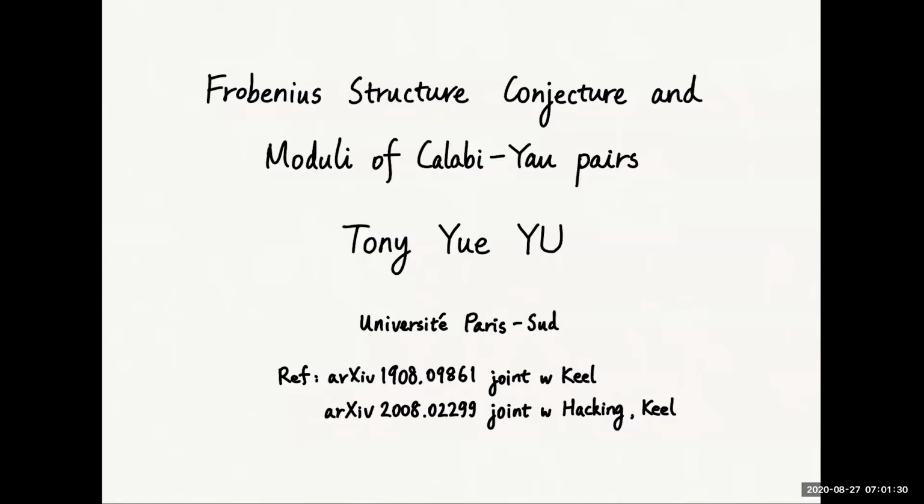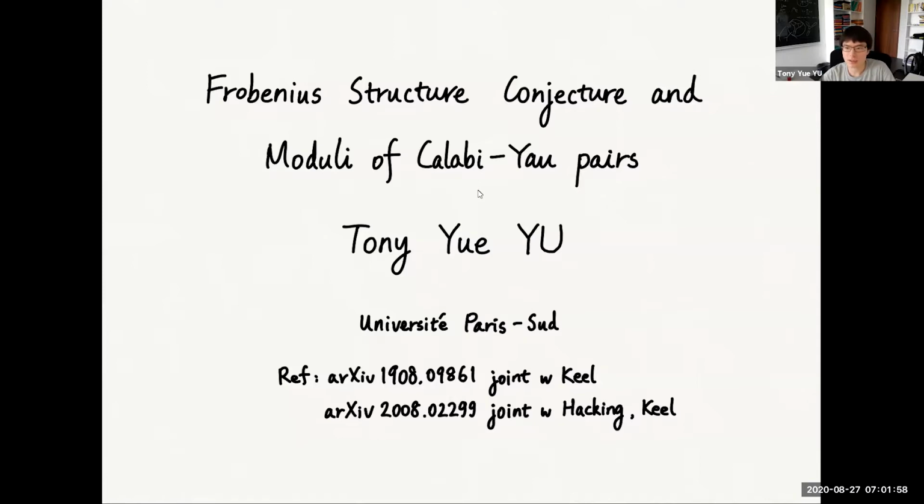So let us start from the first short course of 2 lectures given by Tony Yue from Paris, and the title you can see: Frobenius structure conjecture and moduli of Calabi Yau pairs. Tony, please. Sure. Thank you very much for the introduction, and thank you for inviting me to this summer school. The title of my talk is Frobenius structure conjecture and the moduli of Calabi Yau pairs.